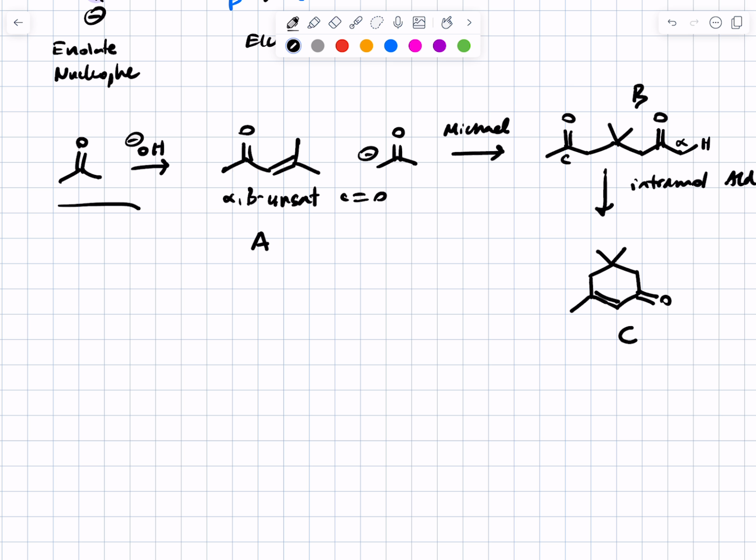I won't do that. Instead, the way the text tends to ask the question is, it will say, which of these is the Michael addition product? Or which of these is the aldol product? Or which of these is the Robinson annulation product? In a mechanism question, it's less open-ended. You'll have starting material and product, and you'll have to push arrows to get from one to the other, but you'll know where you start, you'll know where you end.